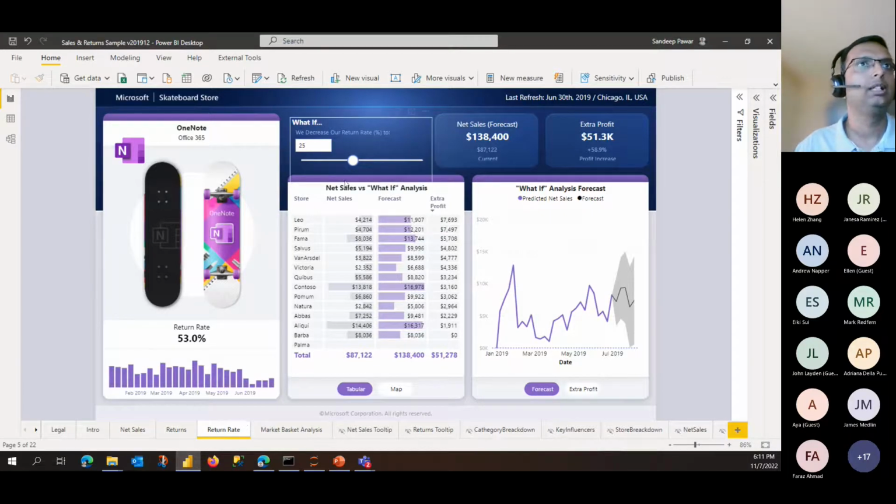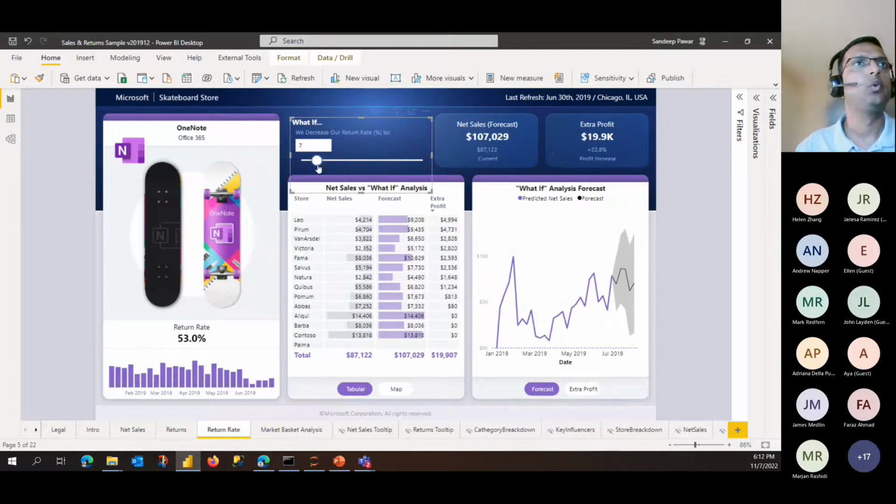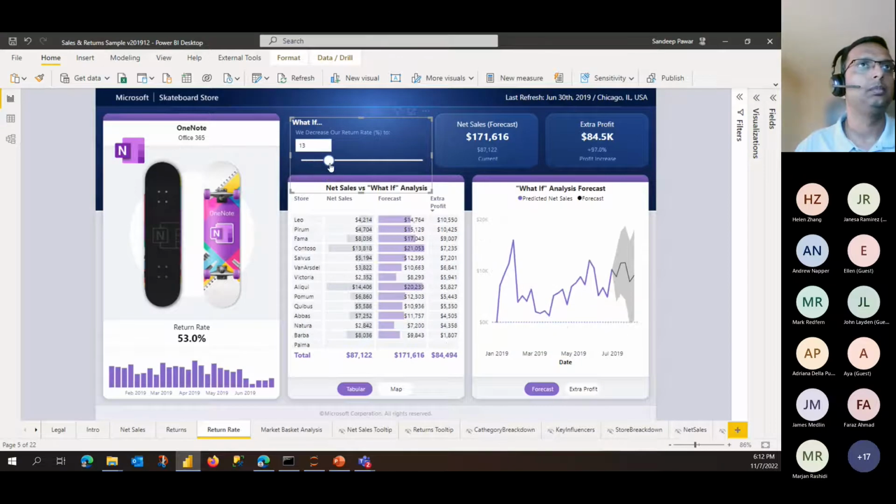And the idea being here that for this company, for Contoso, customers purchase the product and some of the customers return the product. And that affects the overall forecast, that affects the overall state of the company, the net sales of the company. And a what-if scenario is created over here where the user can actually go and create a what-if scenario.